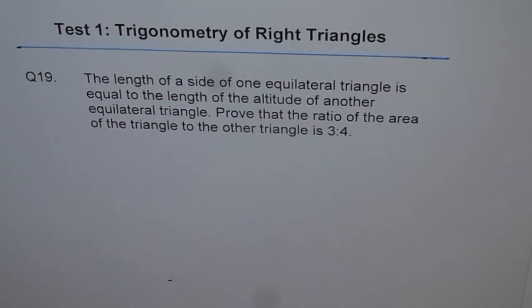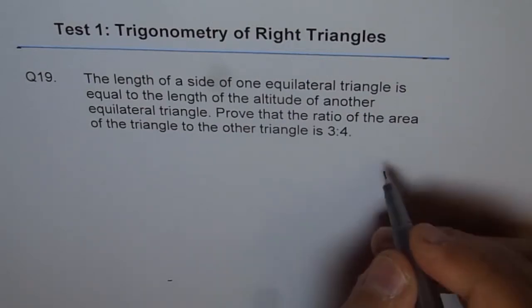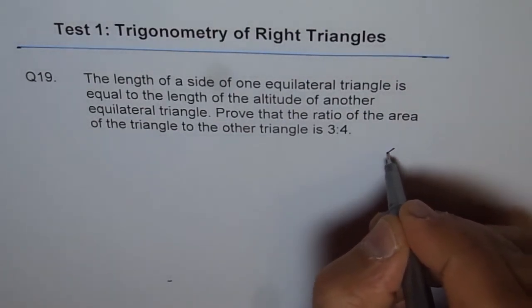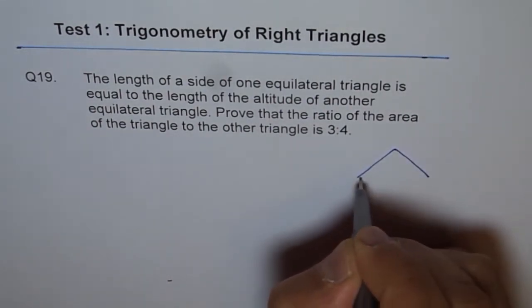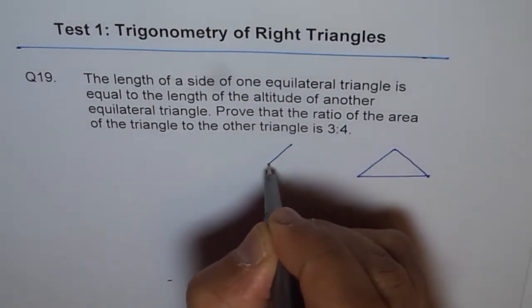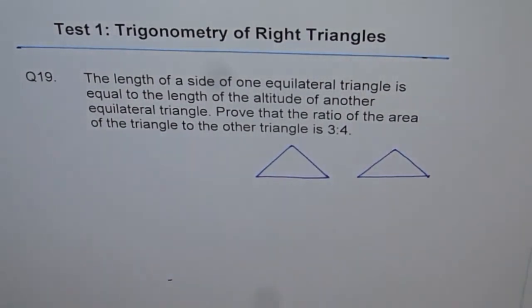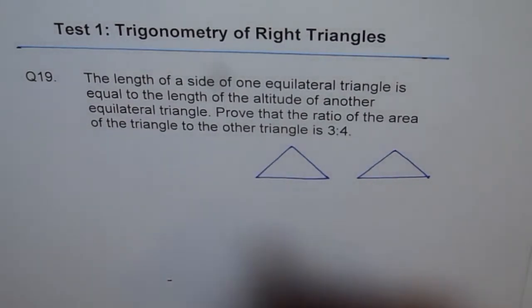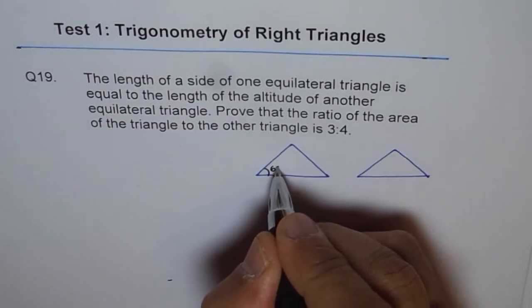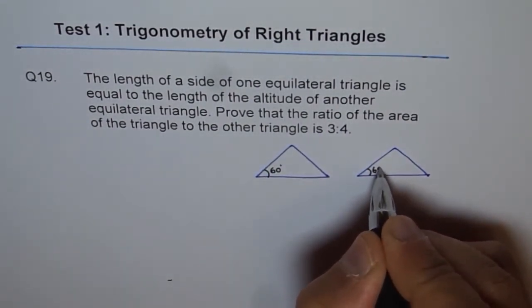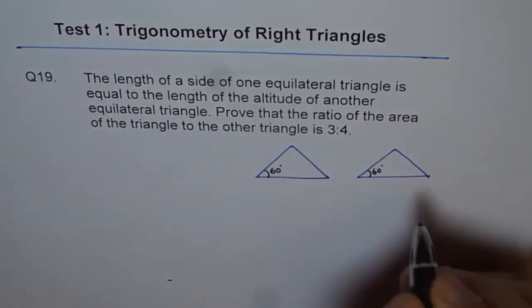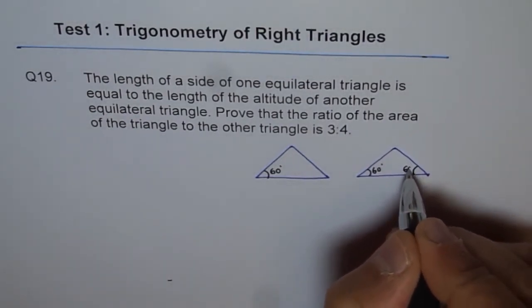Think and do it. Now, here is my suggestion or hint to solve this problem. So let's first draw two equilateral triangles, right? So we have one triangle here, and the other triangle, let's do it here, right? Well, it looks a similar size, but they are not similar size, right? Equilateral triangle means that all angles are 60 degrees, right? So all angles are 60 degrees. That is what is given to us.